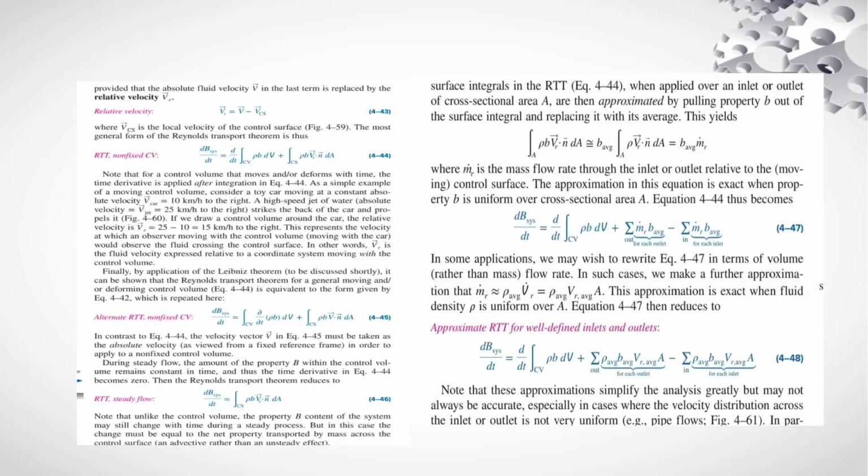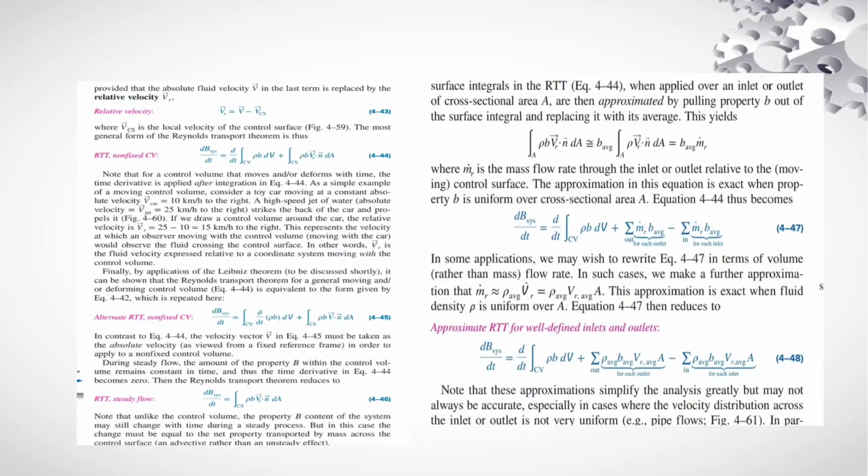Next, equation 4.43 uses the relative velocity. The absolute fluid velocity V in the last term is replaced by the relative velocity, where VCS is the local velocity of the control surface. The most general form of the Reynolds transport theorem is thus dB over dt equals d over dt of the integral over CV of rho B dV plus the integral over CS of rho B V_r dot n dA. Equation 4.44 is about the RTT for a non-fixed control volume.